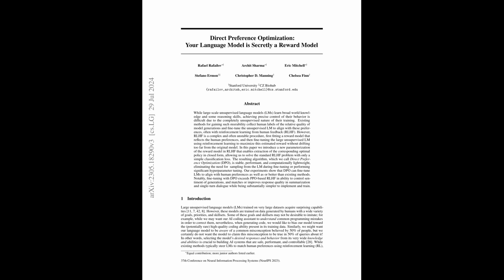The authors also test generalization, taking the summarization models trained on Reddit and evaluating them on CNN or Daily Mail news articles. DPO achieves a 36% win rate against ground truth summaries at temperature 0, compared to 26% for PPO, suggesting comparable or better out-of-distribution generalization.